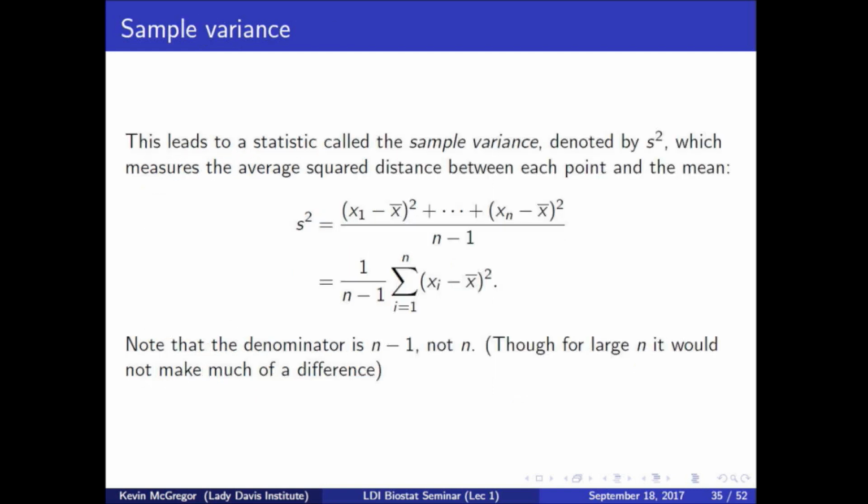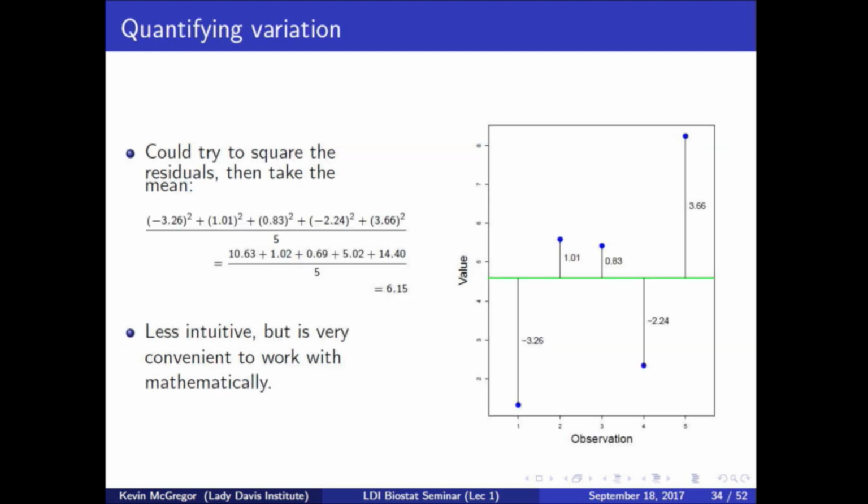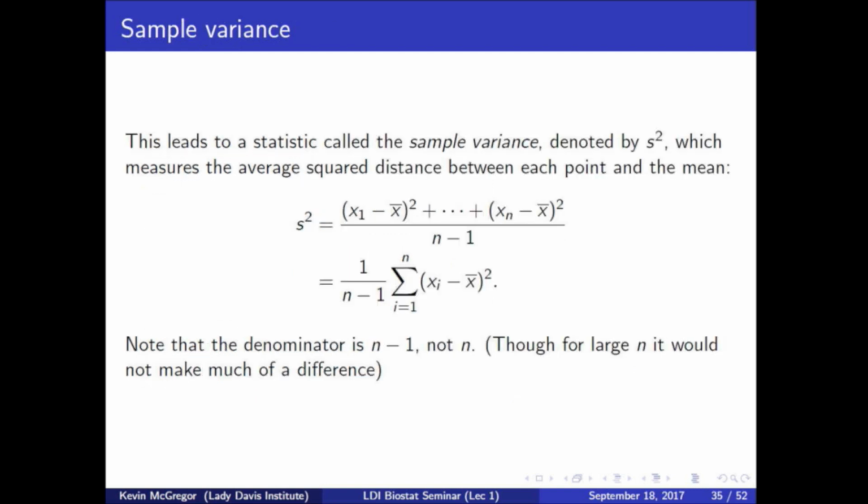So this brings us to our first statistic of variation, which we call the sample variance. The sample variance, which we denote by s squared, measures this average squared distance between each point and the mean. So as we did before, we calculate our mean x bar. We take the difference between each of the values and x bar, square them, and be careful, in this case, we're going to divide by the sample size minus 1, by n minus 1. So before we were dividing by the sample size, and this time we're dividing by the sample size minus 1.